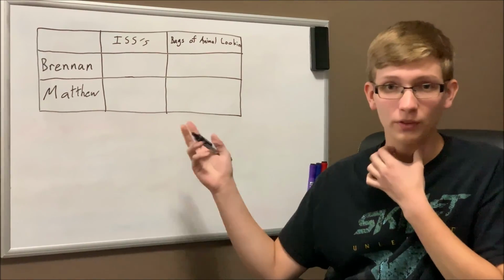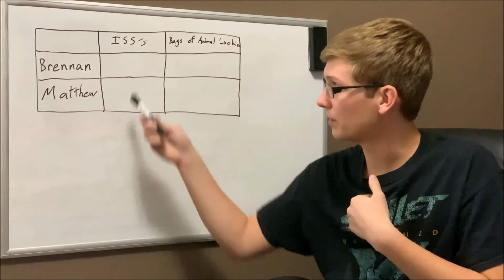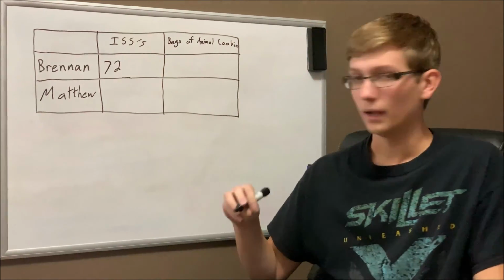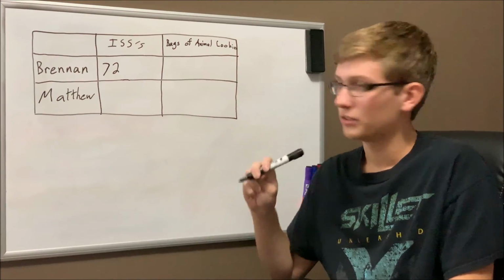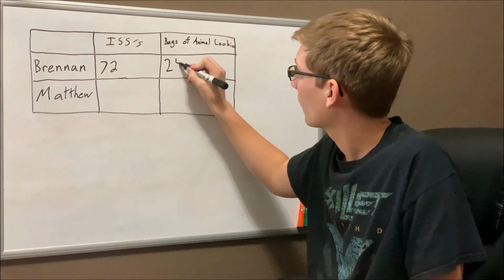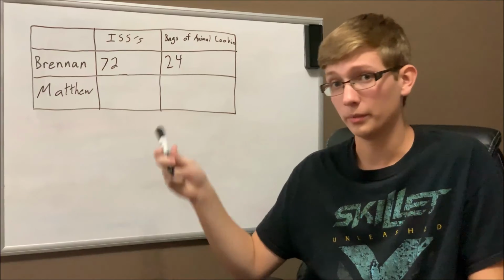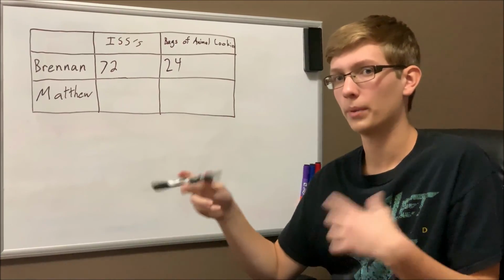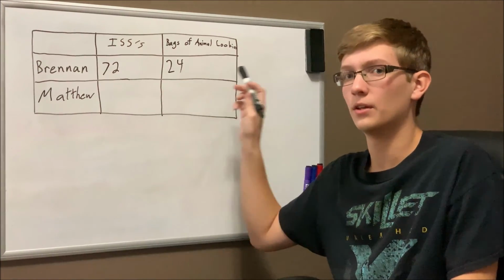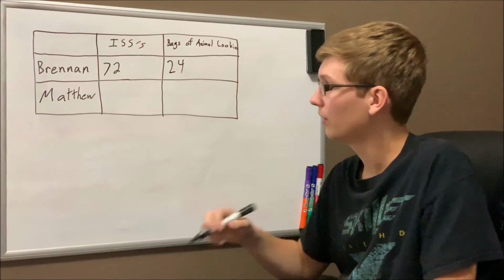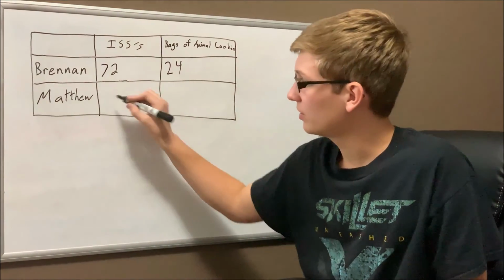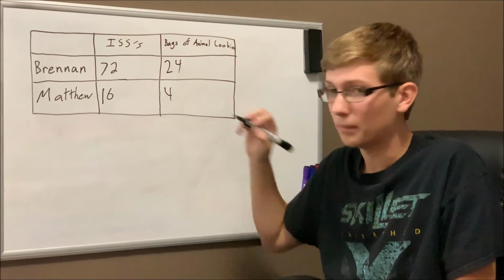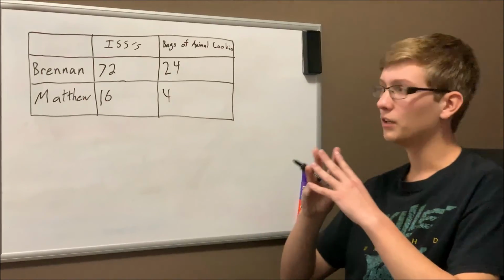So now, let's just fill in the numbers. First of all, I can make 72 ISSs in 5 minutes, so I'll just write that, 72. And I can make 24 bags of animal cookies. Now, what's important to note is I can only make either one of those things, or technically I could also make a combination of the two, but I could either make 72 ISSs or 24 bags of animal cookies. And now Matt, well, he can only make 16 ISSs, but he's trying his best, or he can make 4 bags of animal cookies.